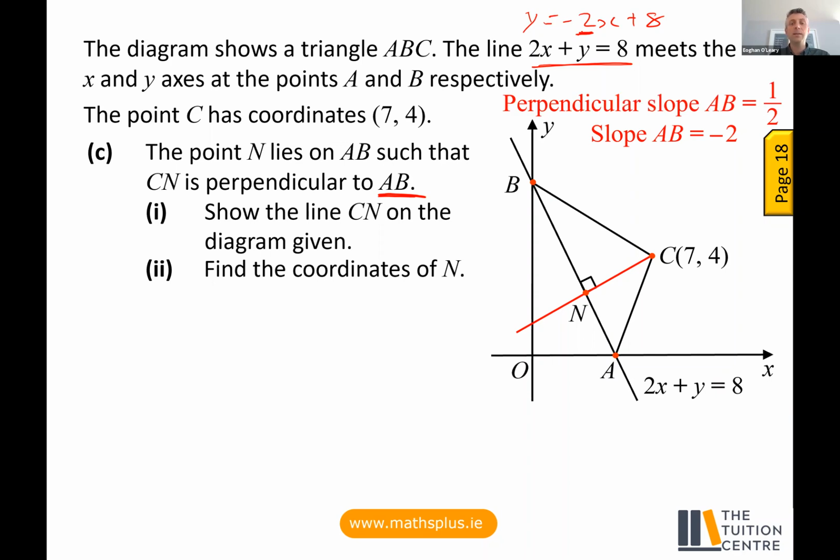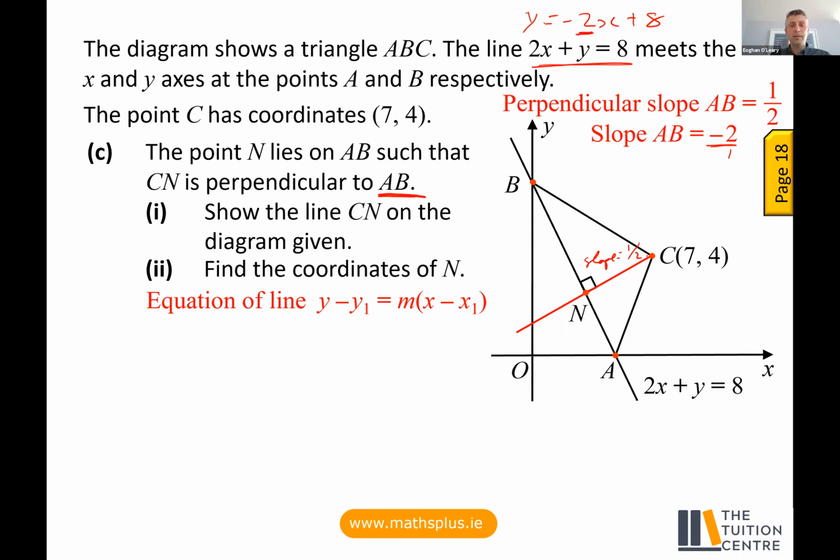So the line perpendicular to AB, which in this case is CN, will have the slope where I invert -2/1 and change the sign. So I'm going to have a half. So the slope of this line here will be a half. And that looks about right. It's an upward sloping line that's not very steep. So that's the slope of a half.